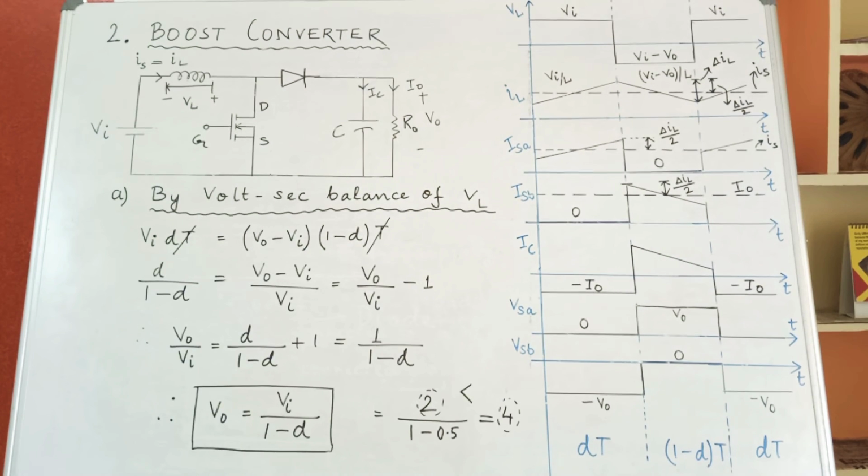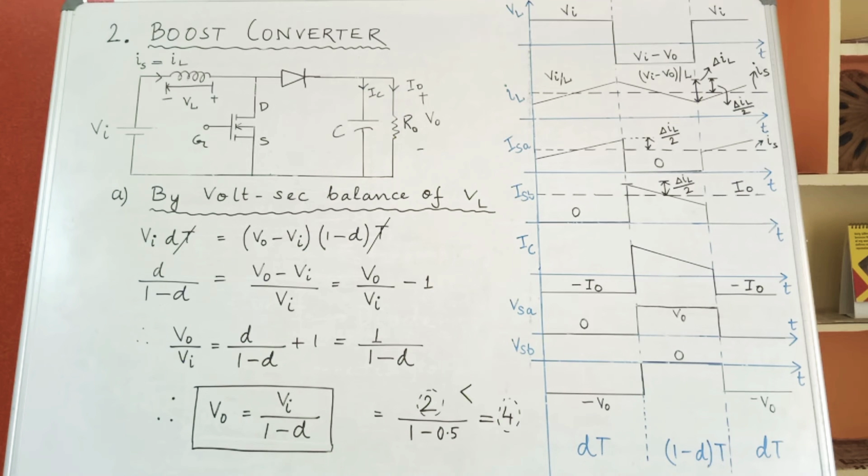Now, let's start with the calculation part. The T cancels out on both sides. Bring Vi on the right hand side and 1 minus D on the left hand side. You will get D by 1 minus D is equal to V0 minus Vi by Vi, which gives you V0 by Vi minus 1. Hence, V0 by Vi is equal to D by 1 minus D plus 1, and that gives you 1 by 1 minus D. Thus, from here you can write down V0 is equal to Vi by 1 minus D, where Vi is your input voltage and V0 is your output voltage.